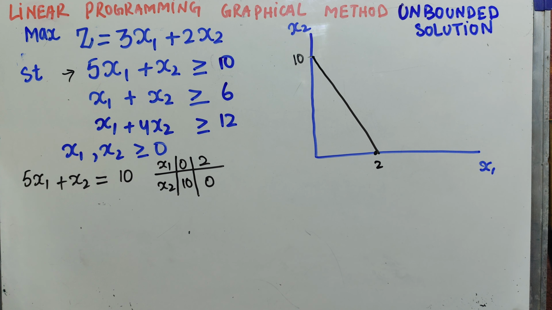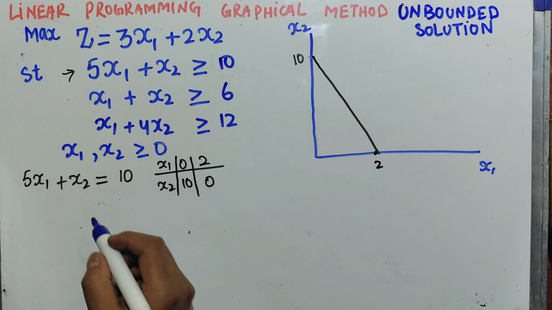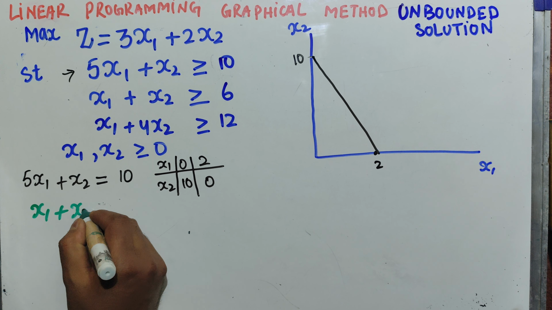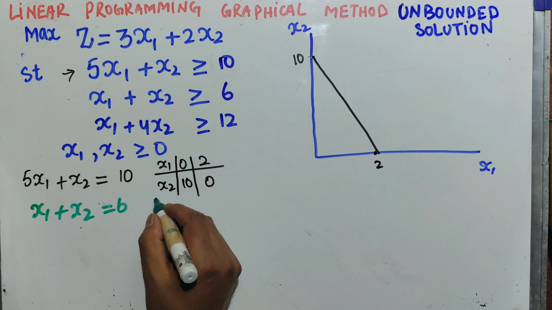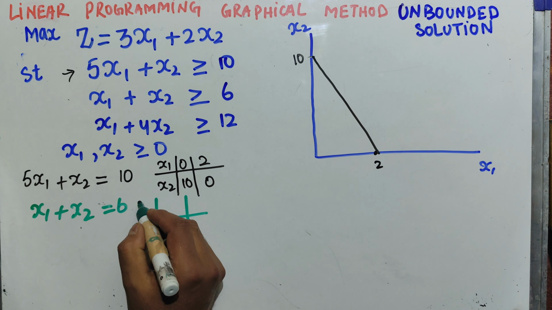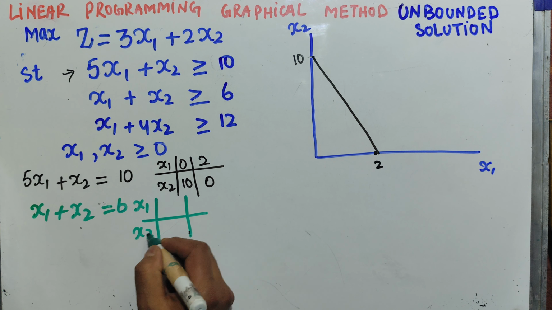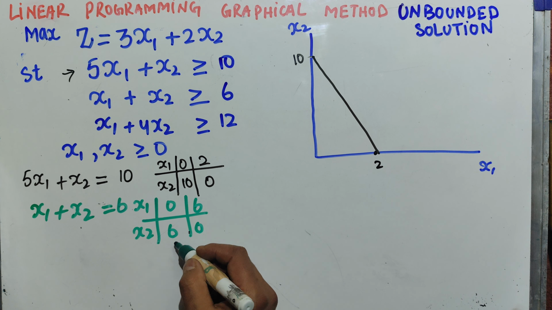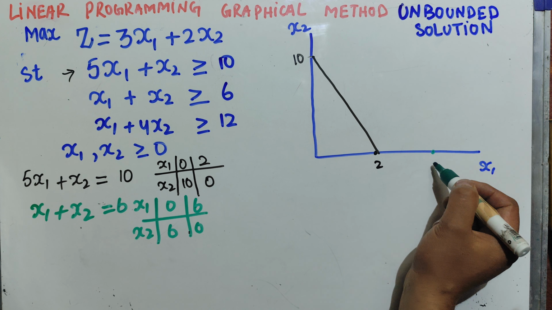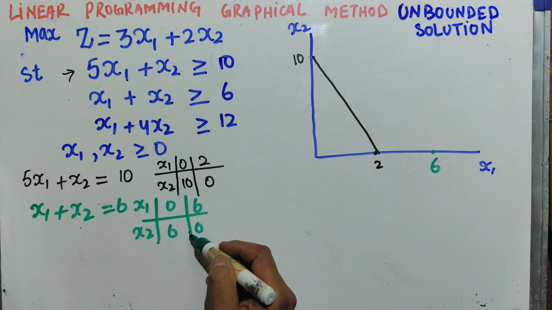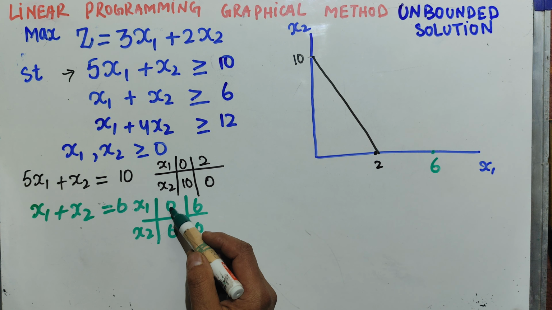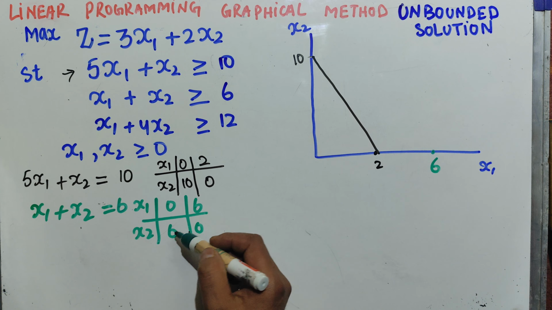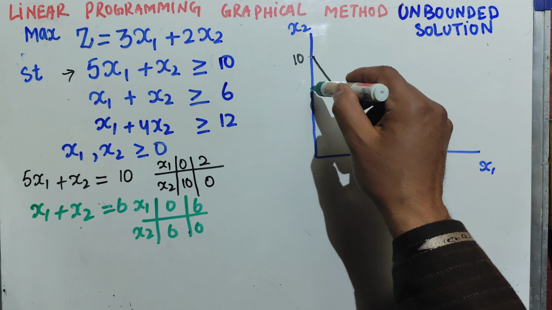Let's take another line, that is x1 plus x2 is equal to 6. Again solving by the same method. So we have x1, x2. When x1 is equal to 0, x2 is 6. When x2 is equal to 0, x1 is 6. So let us say this is 6 here. Let us mark this point.